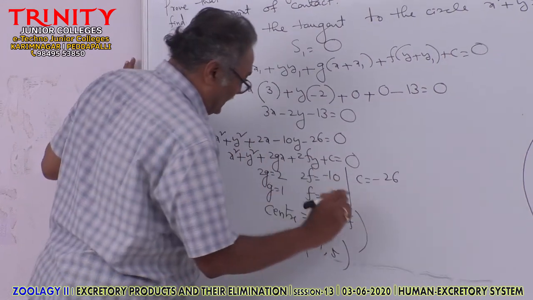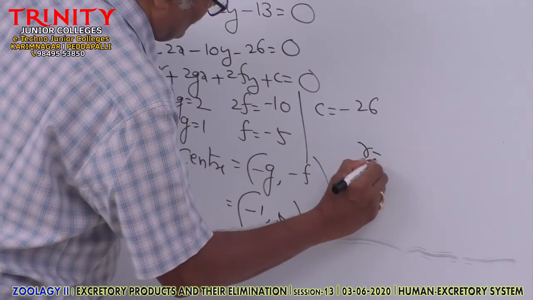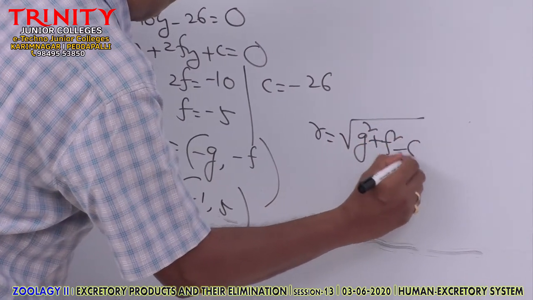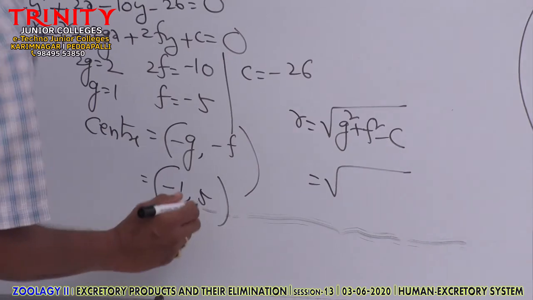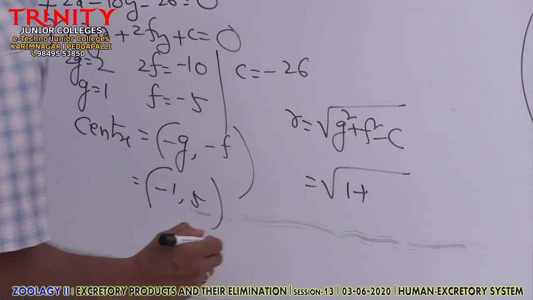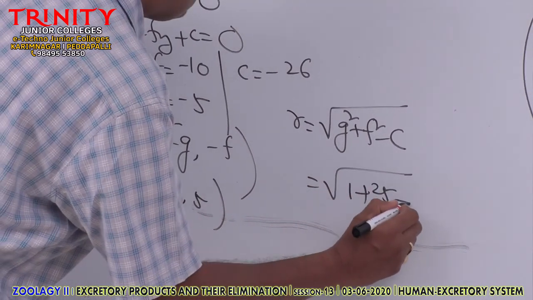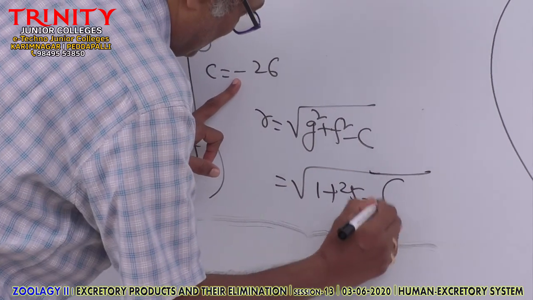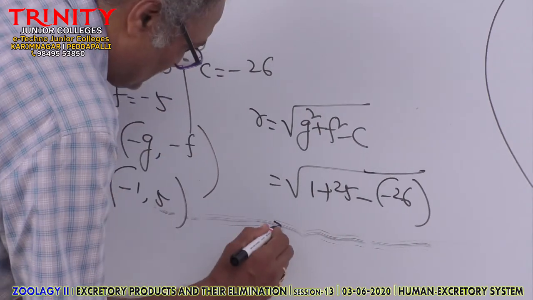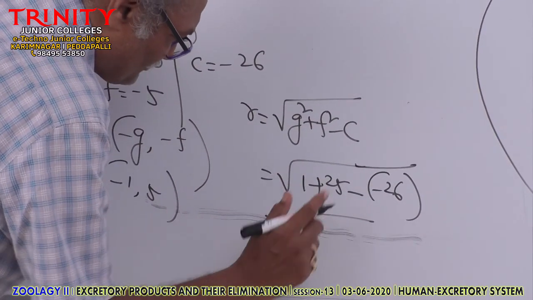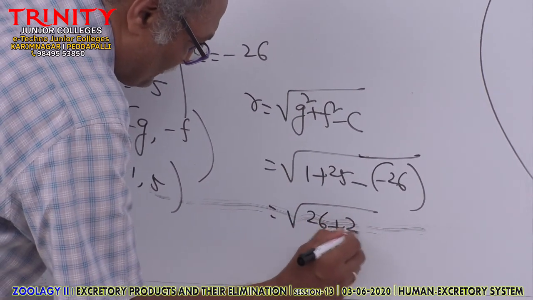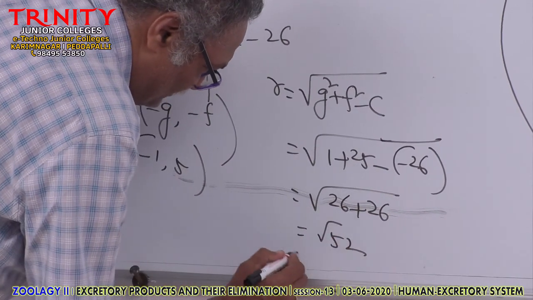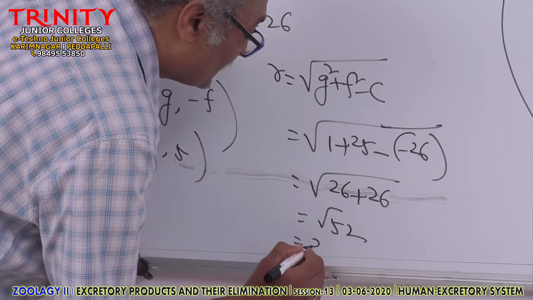Okay. Radius, r is equal to root over g square plus f square minus c. g square is 1, f square is 25, minus c, that is plus 26. 1 plus 25 is 26, plus 26, that is root 52, that is 2 root 13.